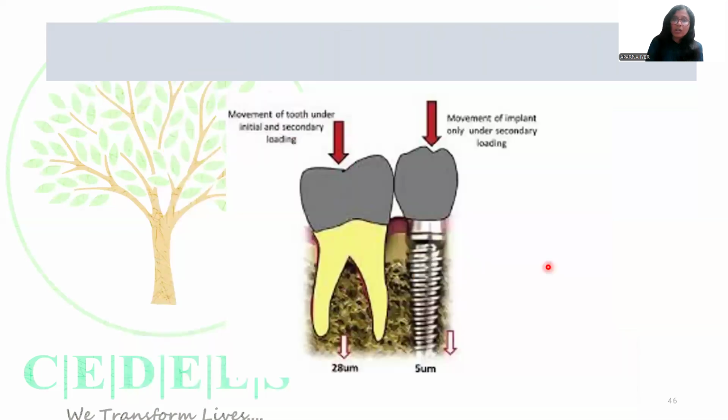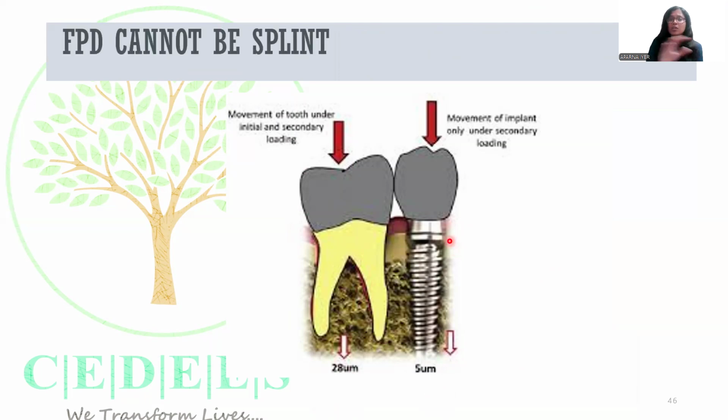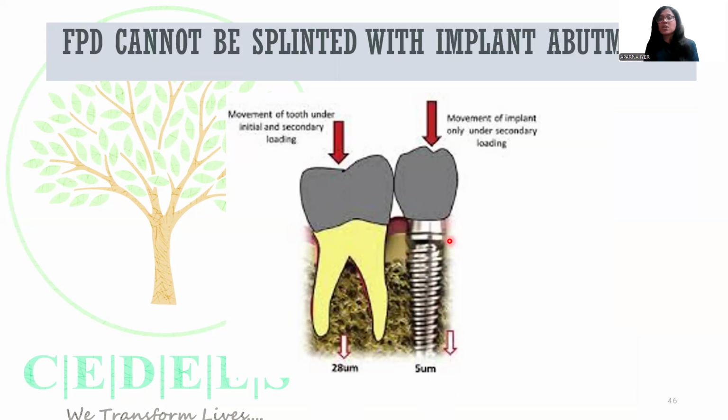Now, if you are considering splinting to an implant abutment, you need to consider that the vertical load flexion is 5 microns in an implant and 28 microns in a natural tooth, respectively. So in the future, either the tooth will fail or the implant might fail. The bottom line here is that an FPD cannot be splinted to an implant abutment. A tooth-implant supported prosthesis is not recommended.